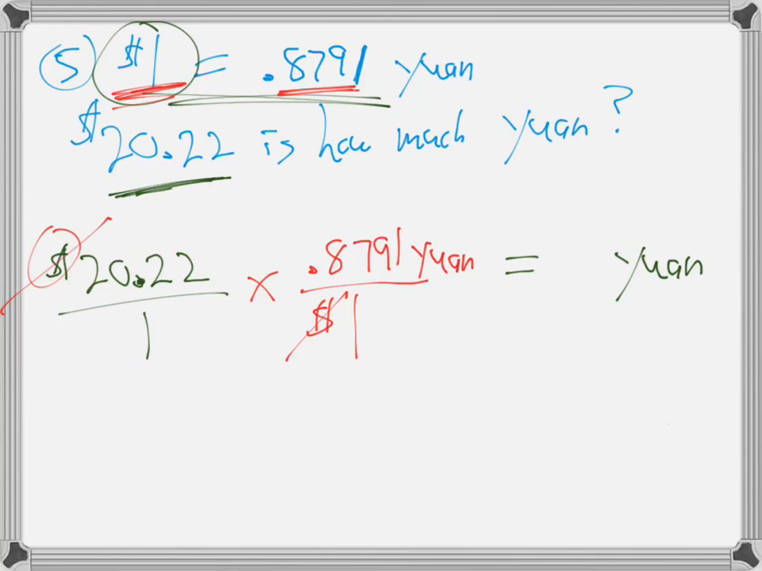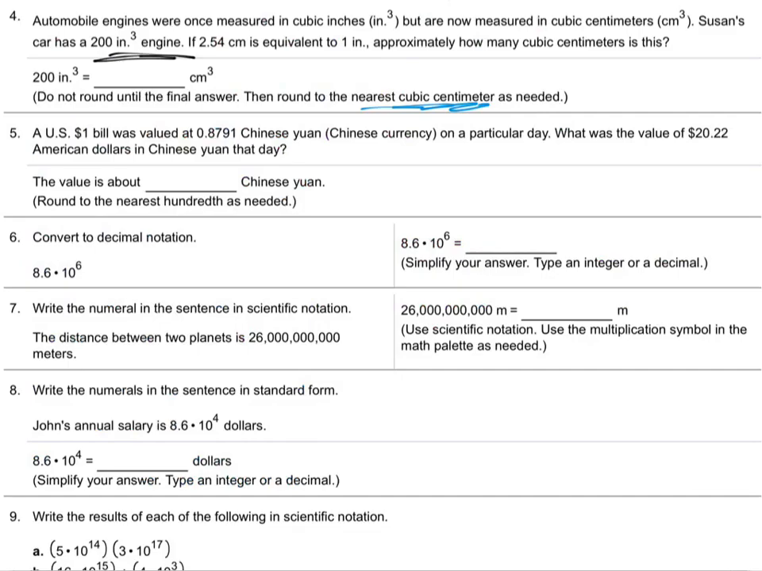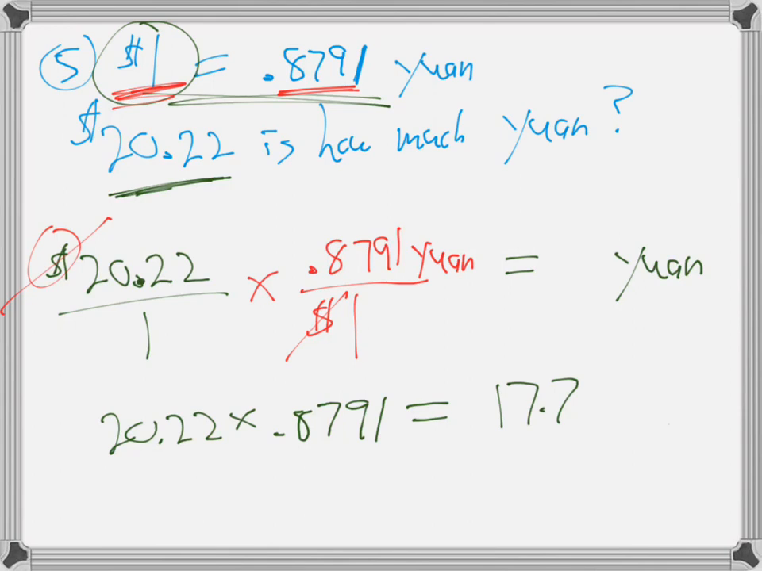So then you just use your calculator. 2022 times 0.8791. And so, when we got that, is it 19 something? 17.7. I don't know how far they want us to round. What do they want? Nearest hundredth. So I need one more spot.